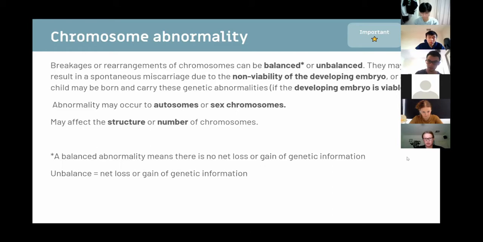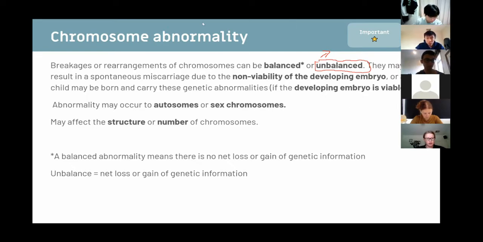Balanced means there's no genetic material gained or lost, it just changes position. So it's still going to be transcribed. Unbalanced means that genetic material can be lost, which means really important proteins may not be able to be transcribed and may lead to the non-viability of the embryo, or it could be a gain of genetic material that is also unsuitable for life.